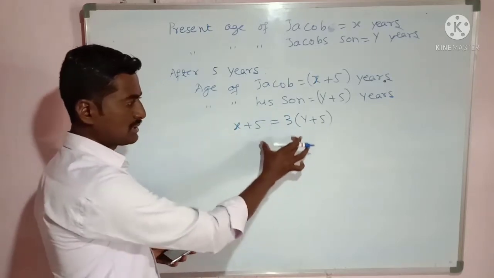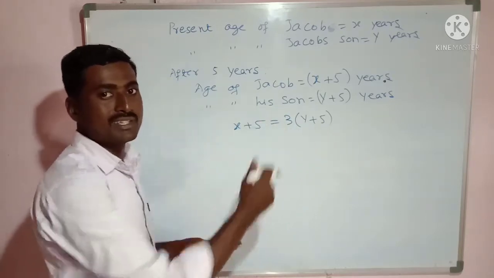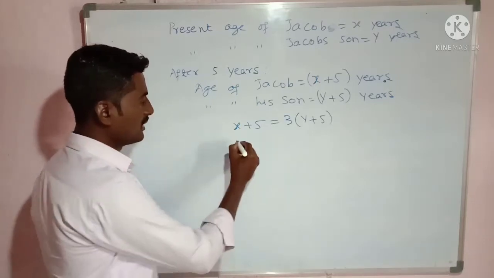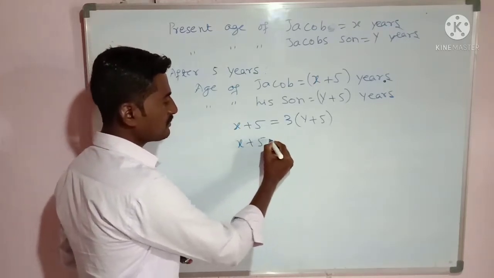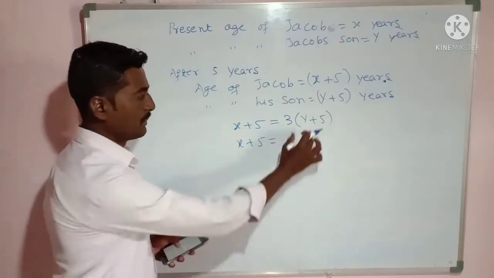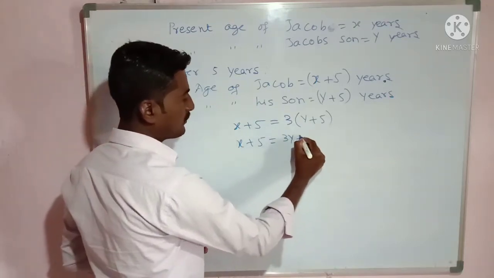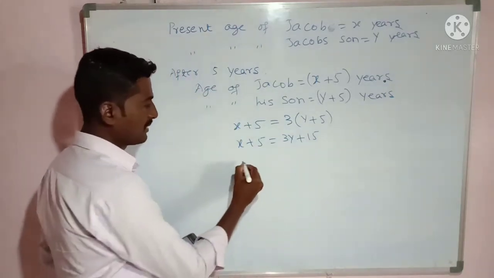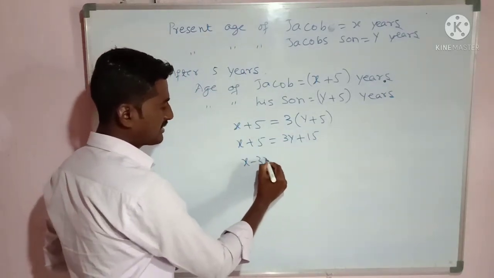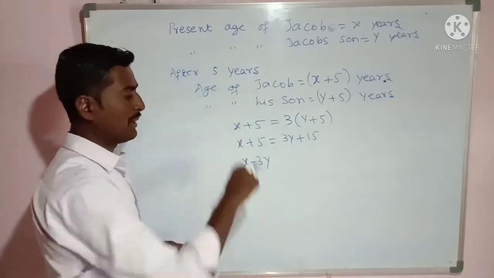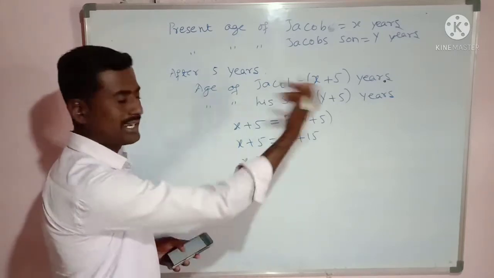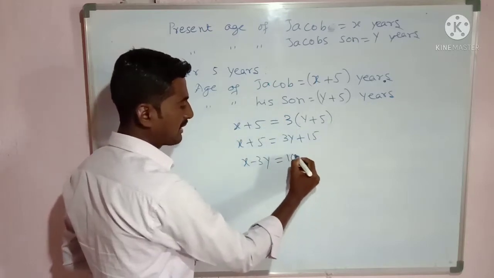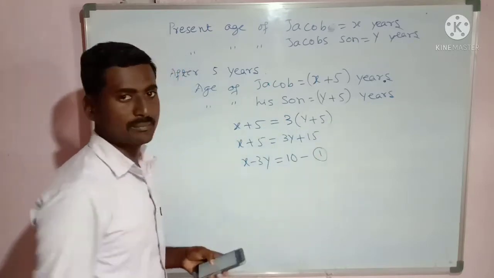So we have to simplify this. We have to convert it to the standard form, ax plus by plus c equal to 0. So x plus 5 is equal to, multiplying this, 3y plus 15. Now take it to the left side: x minus 3y. Otherwise you can take 5 to the right side. So this will become 15 minus 5. How much is it? 10. So I'll take this as equation number 1.